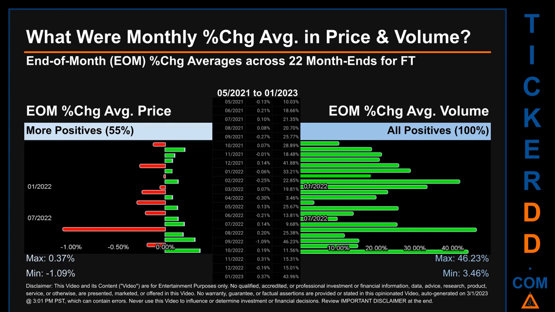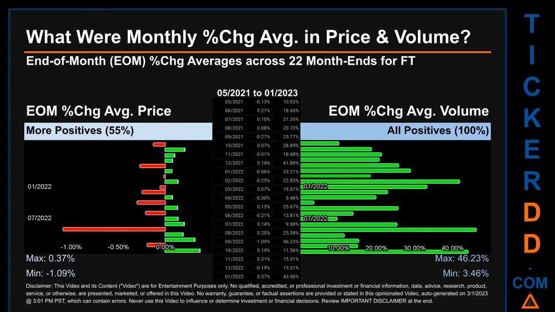From 05/2021 to 01/2023, 12 out of 22 month ends had a positive percentage change in average price. That is 55% of month ends saw a positive percentage change in average price. In terms of volume, 22 out of 22 month ends had a positive percentage change. That is 100% of month ends saw a positive percentage change in average volume.